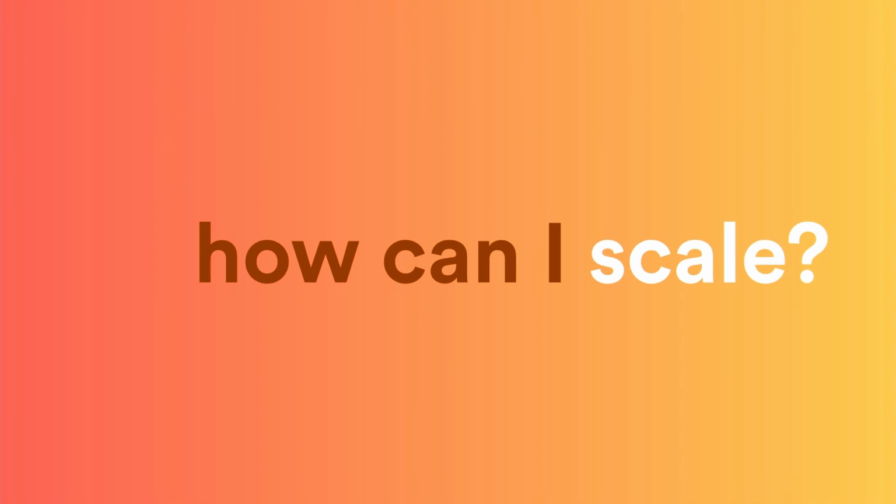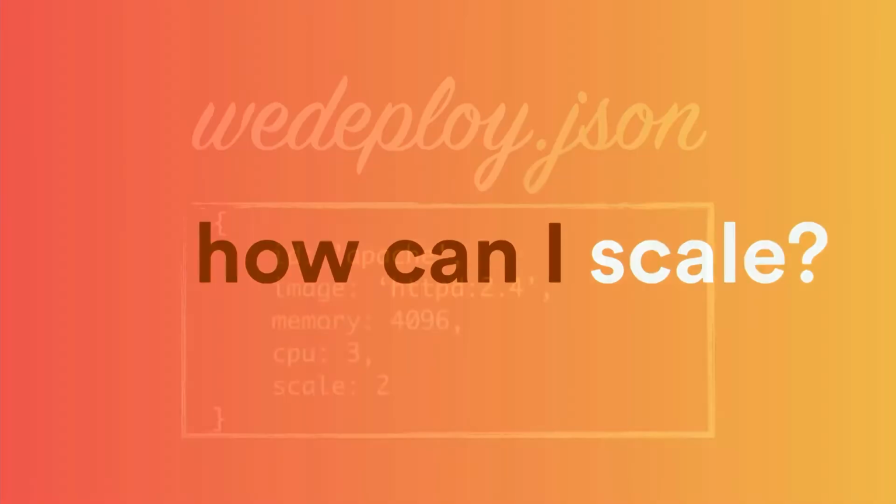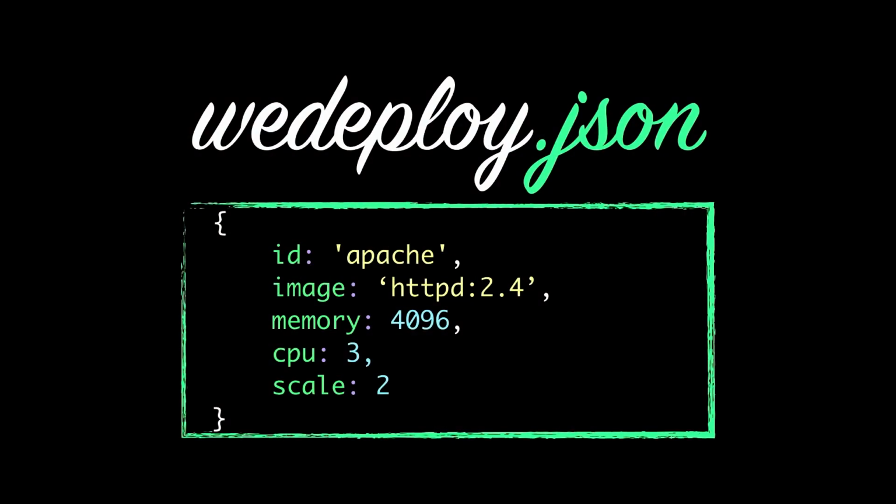But what if I need to scale? Let's say tomorrow I'm on the newspaper, or not the newspaper, but maybe TechCrunch. How can I scale that? Well, you just put another line in your WeDeploy JSON that you can define how many instances you want to have. So in this case, I'm putting 2 instances for my Apache HTTPD. So there you go. Now, when there's traffic to that service, we have a load balancer in front of it that will know, okay, should I put the traffic on this instance or the other one? And that gives you the ability to scale even faster.